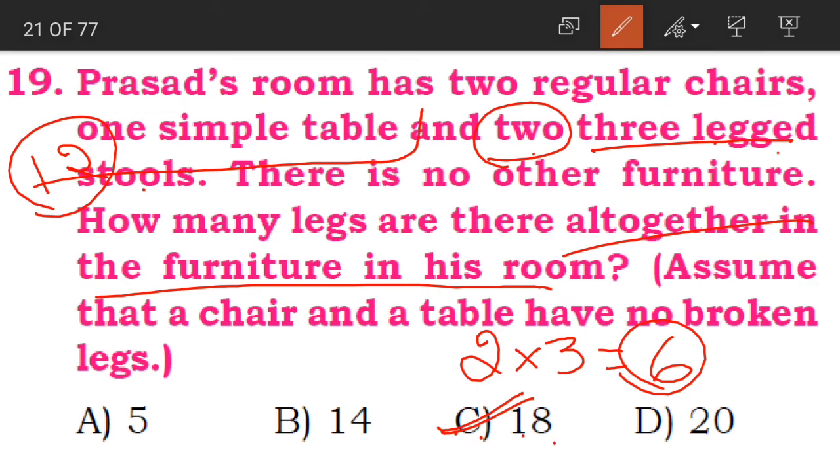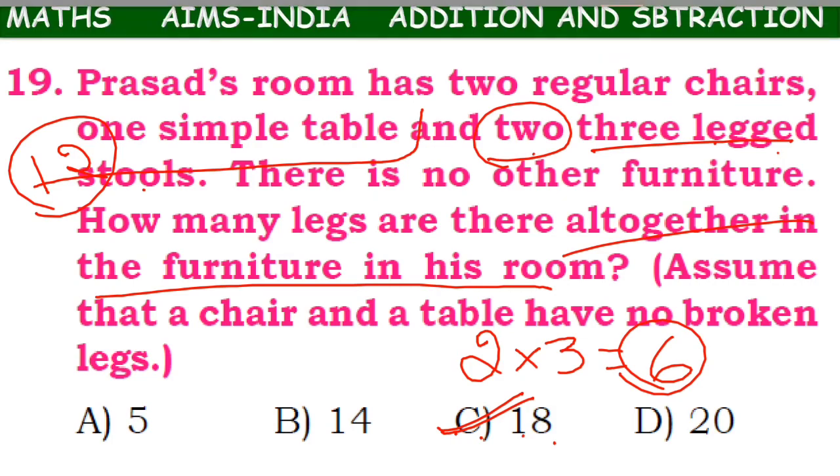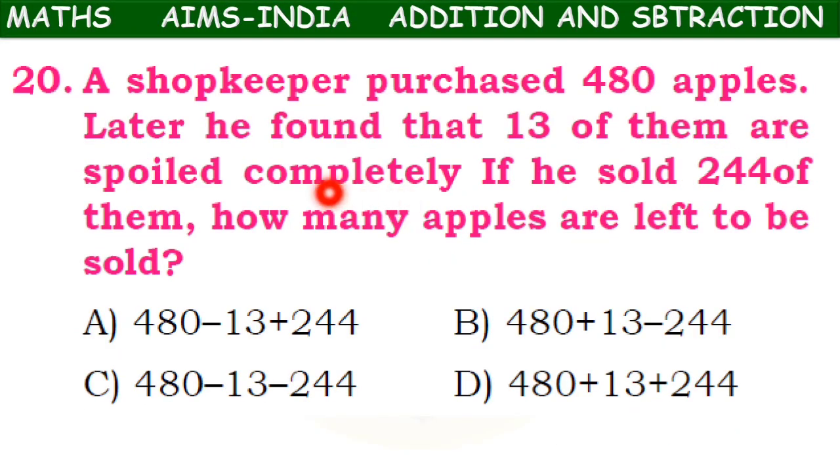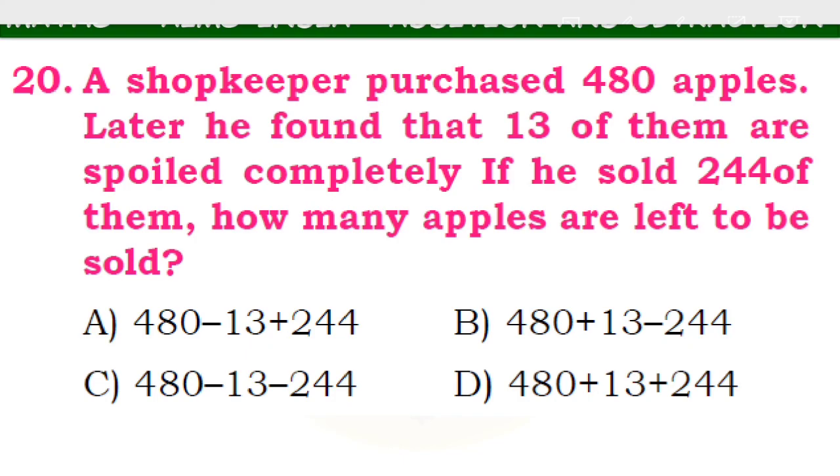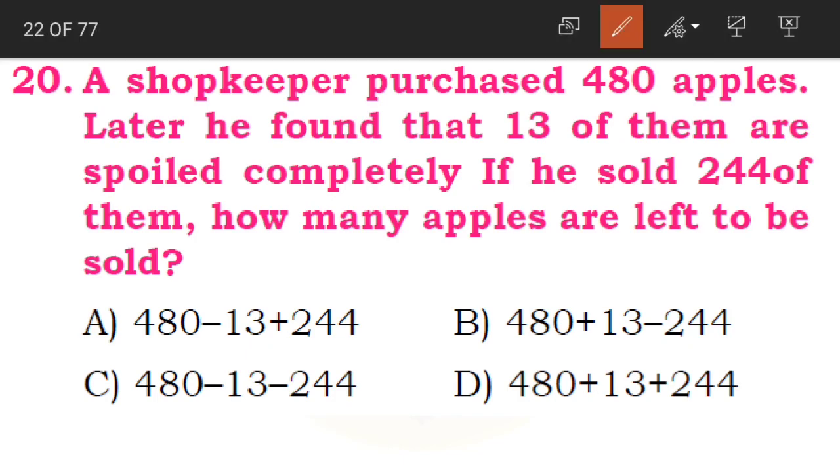Understood how to solve this problem? Yes. Now moving on to question number 20. A shopkeeper purchased 480 apples. Later he found out that 13 of them are spoiled completely. If he sold 244 of them, how many apples are left to be sold? See, he bought 480 apples. From that 13 are spoiled.